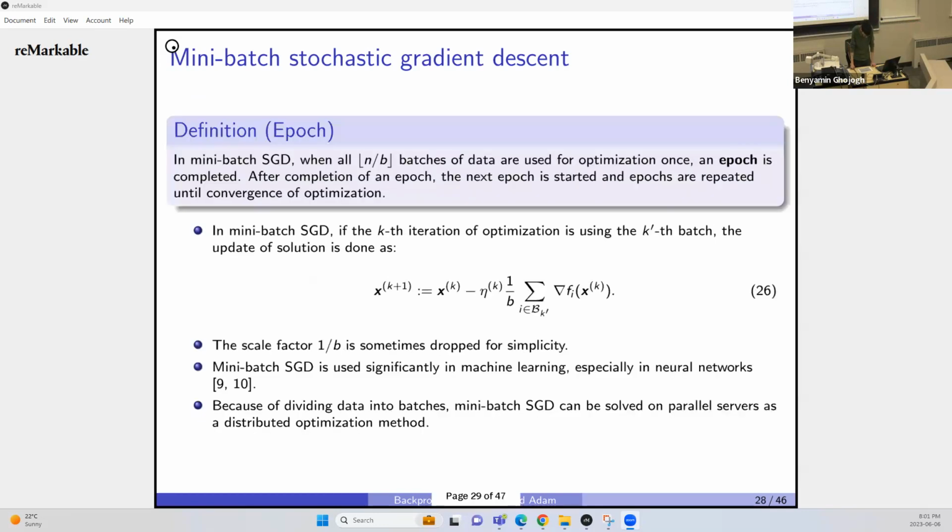Now let's talk about epoch. The definition in mini batch stochastic gradient descent: when all n over b batches of data are used for optimization once, an epoch is completed. So epoch means that we have gone over all data once. We have used all of the batches once. In the next epoch, we go over the batches again. We can shuffle the batches in every epoch too. We don't need to take the same order of batches in the epochs. In the first epoch, I might take batch 1, then batch 7, then batch 2. In epoch 2, I might take batch 10, then batch 11, then batch 1. Something like that. But we need to go over all batches to complete an epoch. After completion of an epoch, the next epoch is started, and epochs are repeated until convergence of optimization.